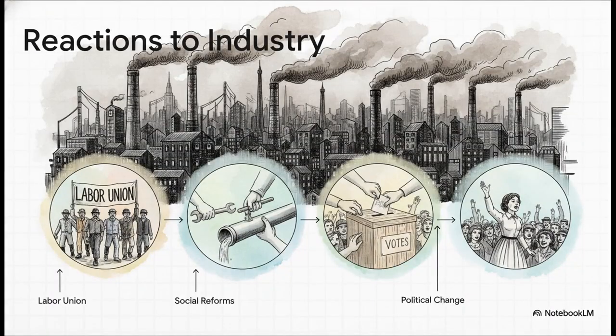Now, life for that new working class was often brutal. So naturally, people started to push back. Workers formed labor unions to fight for better wages and safer conditions. Citizens pushed governments for social reforms, like modern sanitation. And movements for more voting rights and feminism used the very logic of the Enlightenment to say, hey, that applies to us too, and demand their seat at the table.